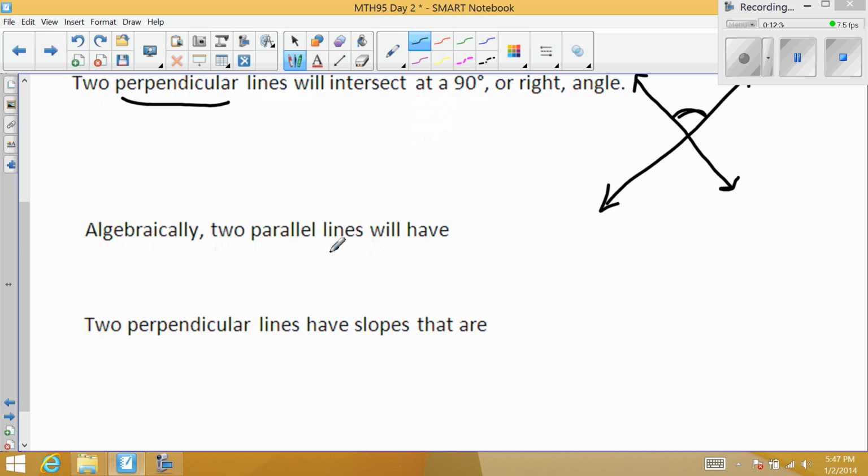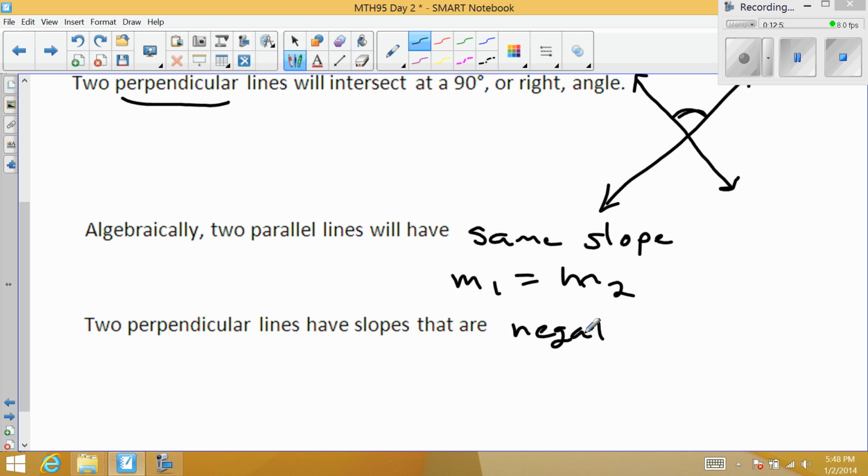Again, algebraically, 2 parallel lines will have the same slope. So the slope of one will equal the slope of the other, whereas perpendicular lines have slopes that are what we call negative reciprocals of each other. And I didn't write that very nicely there, did I? Didn't do much better.